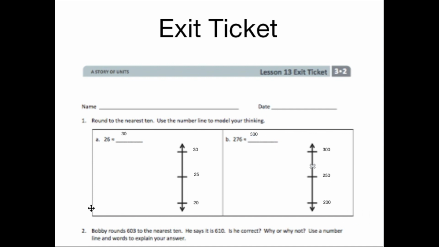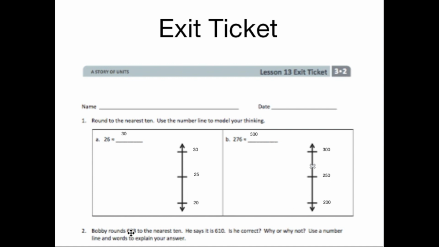And number 2 is a word problem. It says that Bobby rounds 603 to the nearest 10. He says it is 610. Is he correct? Why or why not? Use a number line and words to explain your answer. I have run out of room here on my slide, but I can absolutely explain, and if my explanation matches yours, you got it right.